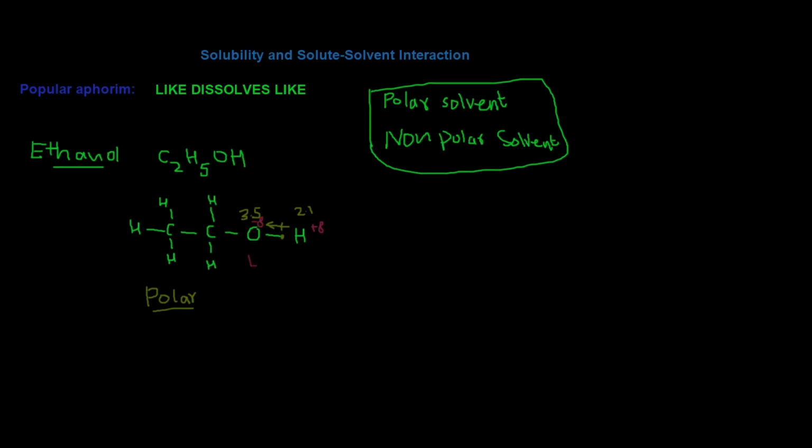So as you can see, there are two poles on the oxygen and hydrogen atoms. Oxygen has a partial negative charge while hydrogen has a partial positive charge. So that is why we can say that ethanol is a polar molecule.